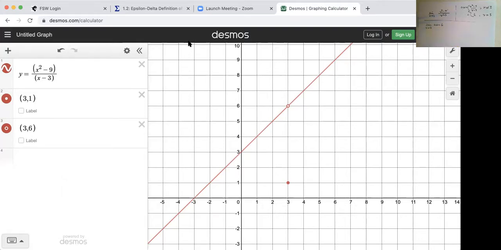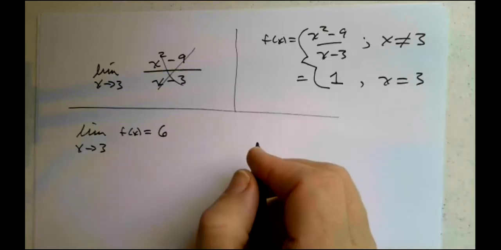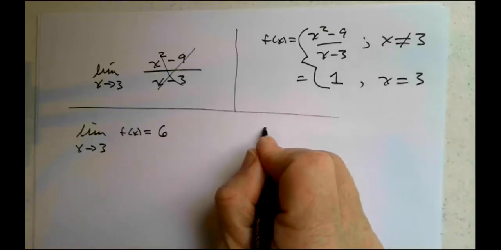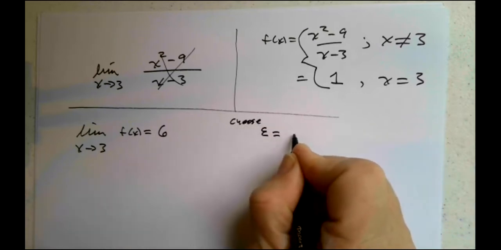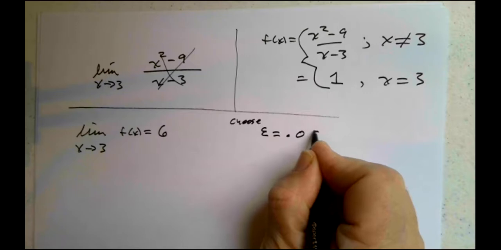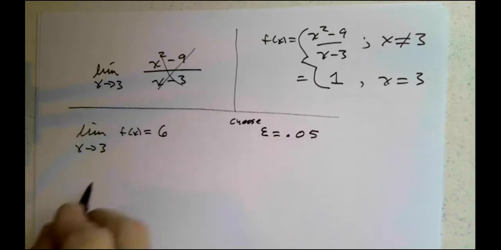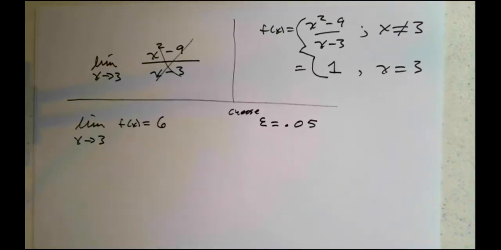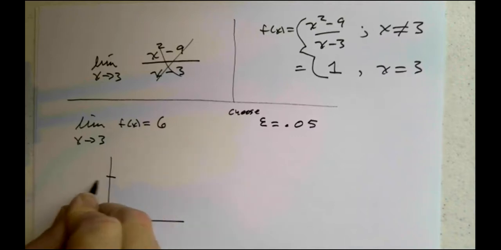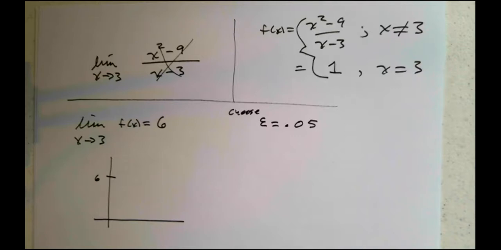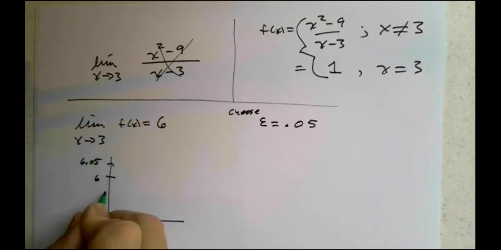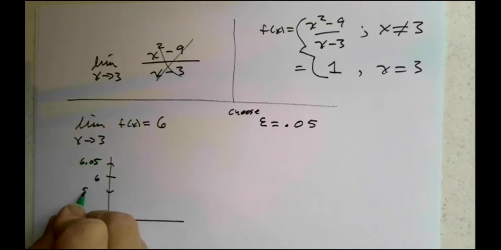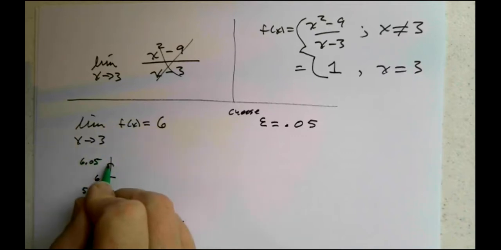So I've got to choose an epsilon. Maybe this time I will choose epsilon to equal 0.05, which means from our picture I'm going to go 6 plus 0.05, 6 minus 0.05. We believe the limit is 6. We create a ribbon, 6 plus 0.05, so that's 6.05, 6 minus 0.05, that would be 5.95. And that creates a ribbon.